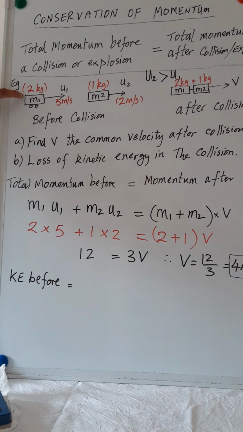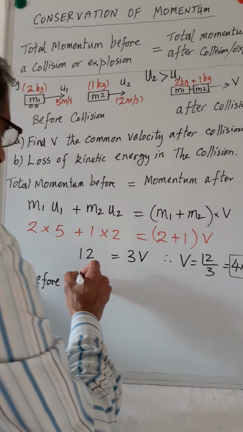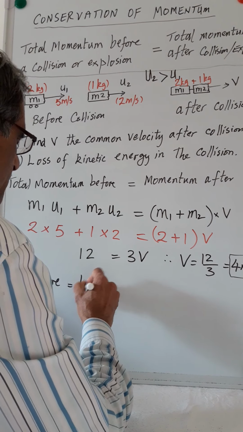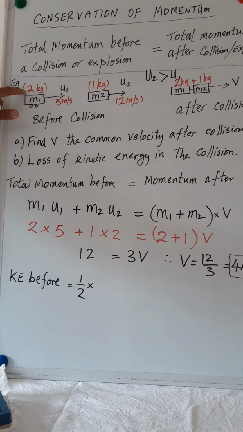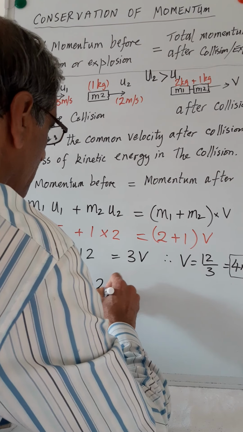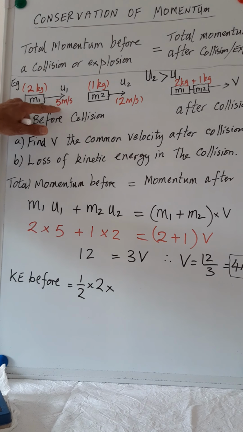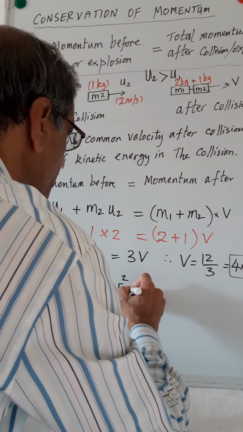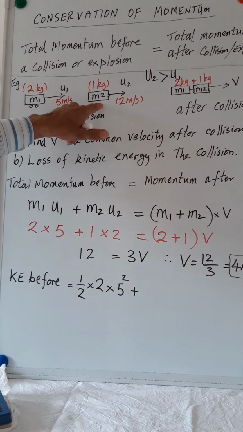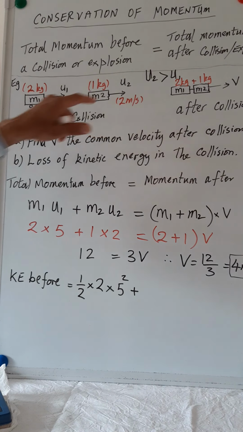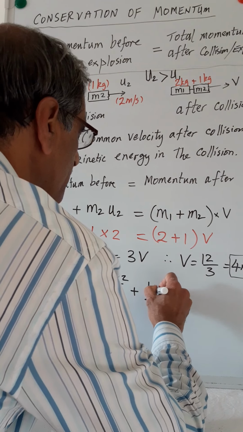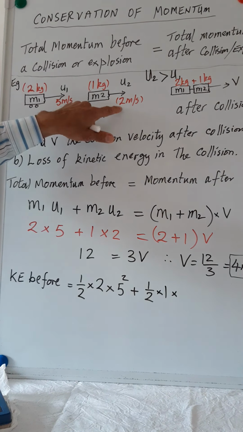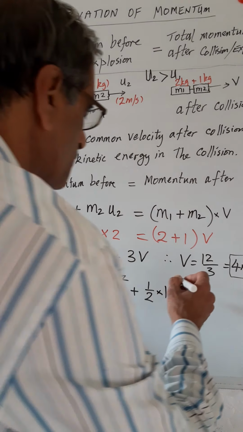This is given by the kinetic energy of the first trolley. Remember, the formula for kinetic energy is half mv squared. It's a half times the mass of the trolley, which is 2 kilogram, times the velocity squared. The velocity is 5 meters per second, so 5 squared, plus the kinetic energy of this trolley, its mass is 1 kilogram, plus a half times 1 times the velocity, which is 2 meters per second, so times 2 squared.